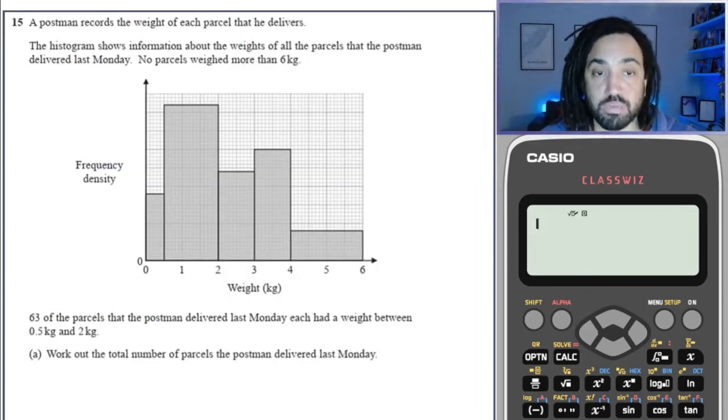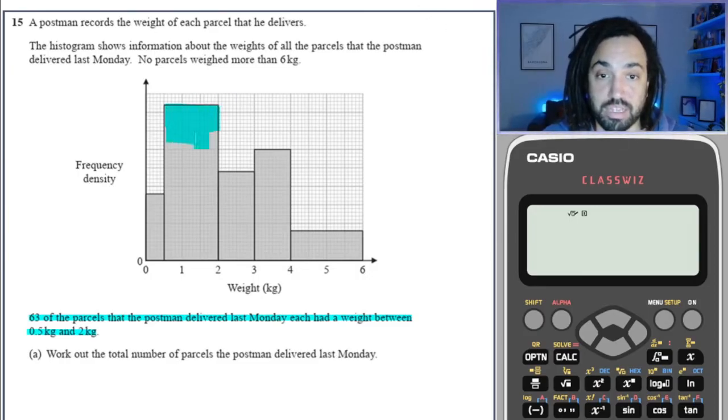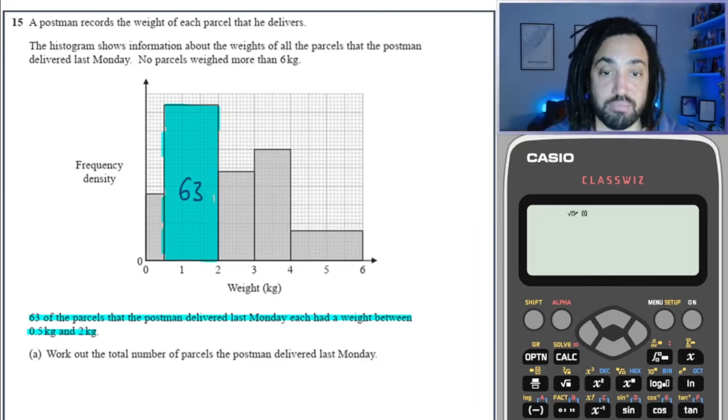Okay, next question. We've got the histogram drawn for us, but we don't have the frequency density. But it does say that 63 of the parcels delivered were between 0.5 and 2. So that is this whole group here. So this is the whole group that we're talking about. So in there we have 63.